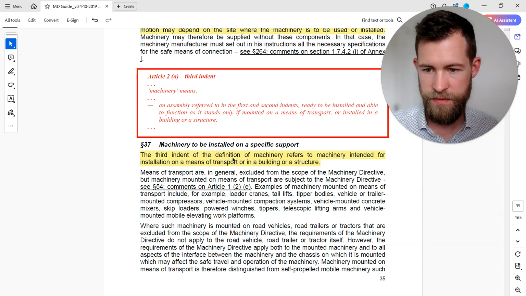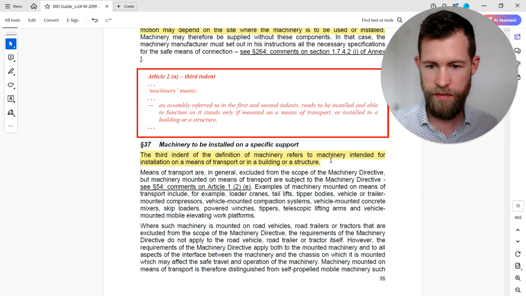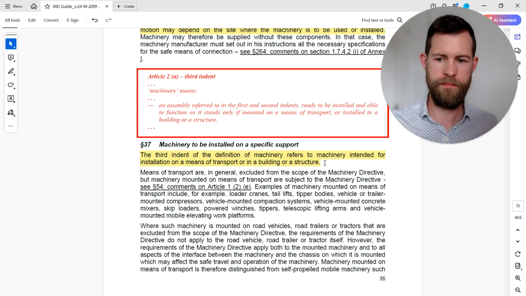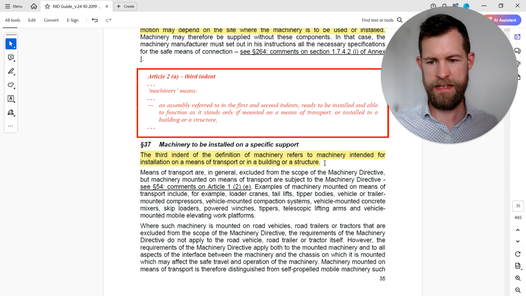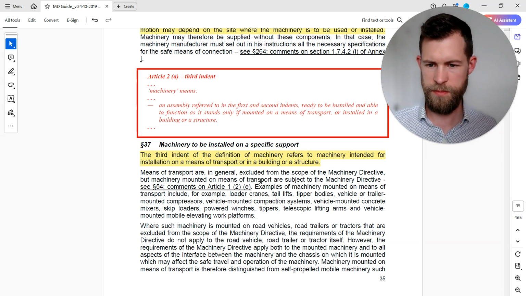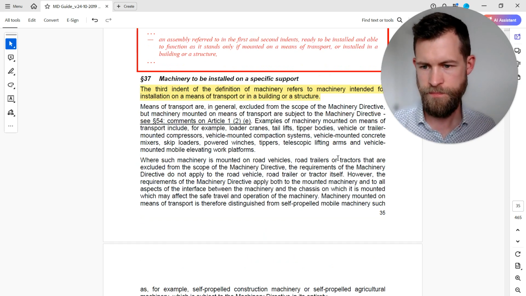So the third indent of the definition of machinery refers to machinery intended for installation on a means of transport or in a building or in a structure. So if we've got a piece of machinery that's going to be put on the back of a truck and it can operate in and of itself, it is able to fulfill a function, then that is a piece of machinery, irrespective of where it's going to be installed. So on a piece of transport, in a building or in a structure.